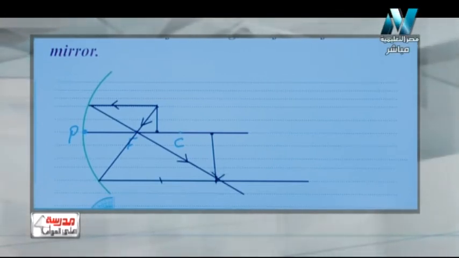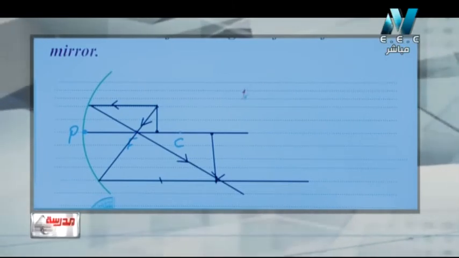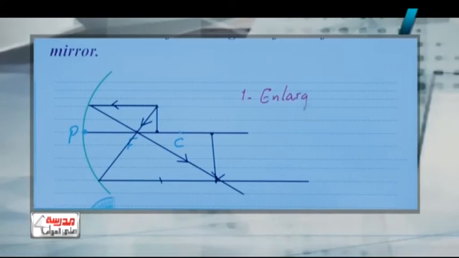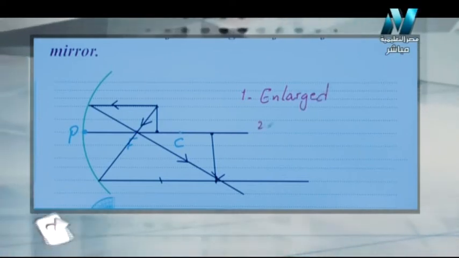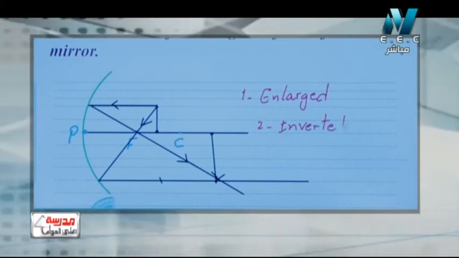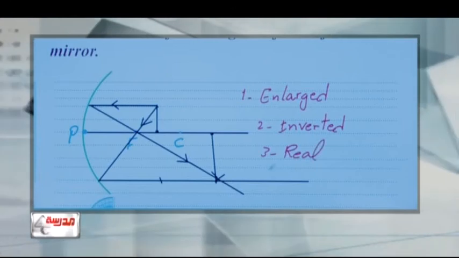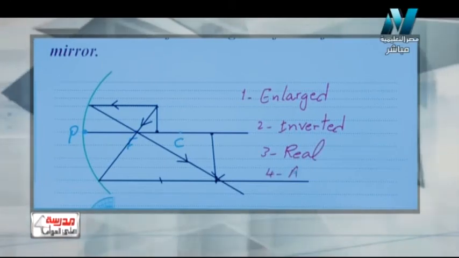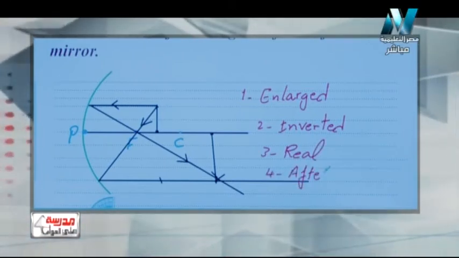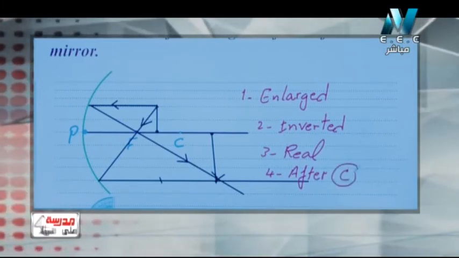after the center of curvature. So the image is, number one, enlarged, number two, inverted, number three, real, and number four, what? After center of curvature. We have a phone caller, Fadi from Cairo.